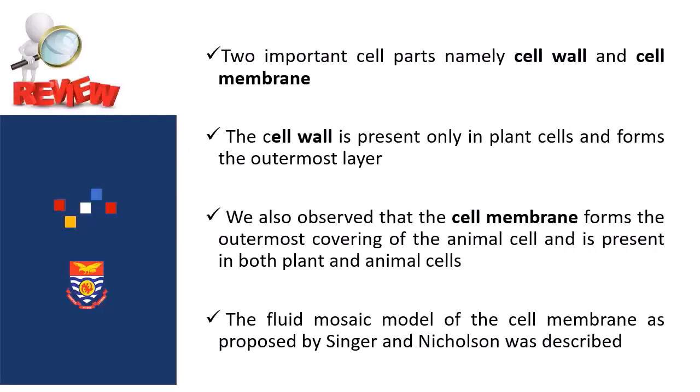So this brings us to the end of Unit 1, Session 3. Under this unit, we've learned the two most important parts of the cell, which are the cell wall and the cell membrane, and we looked at their functions. We also looked at the cell wall, being present in plant cells and forming the outermost layer of plant cells. We also observed that the cell membrane forms the outermost covering of animal cells and is present in both plant and animal cells. We also looked at the fluid mosaic model as proposed by Singer and Nicolson.